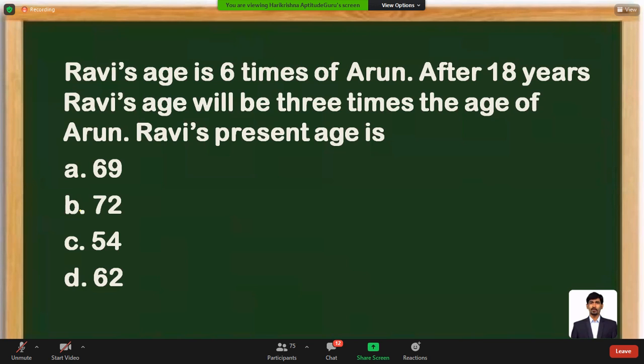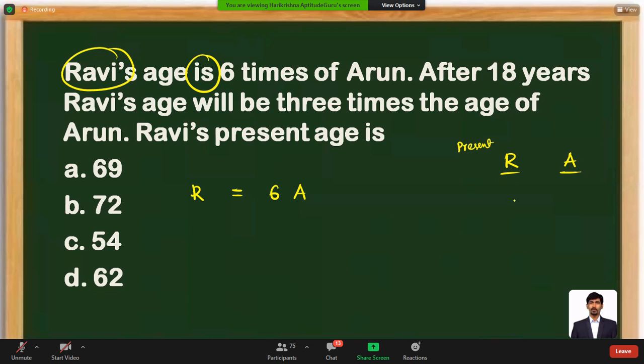Very simple question. First of all, observe how many people are involved. One is Ravi and the other is Arun. Let's start with the present ages. The present ages of these two are going to be R and A. As per this data, Ravi's age is 6 times Arun's age, so R equals 6A.